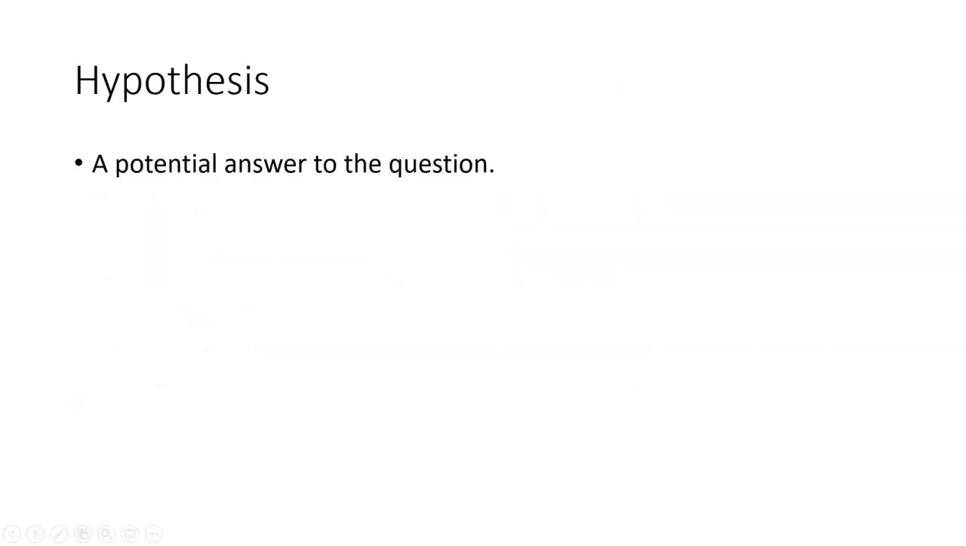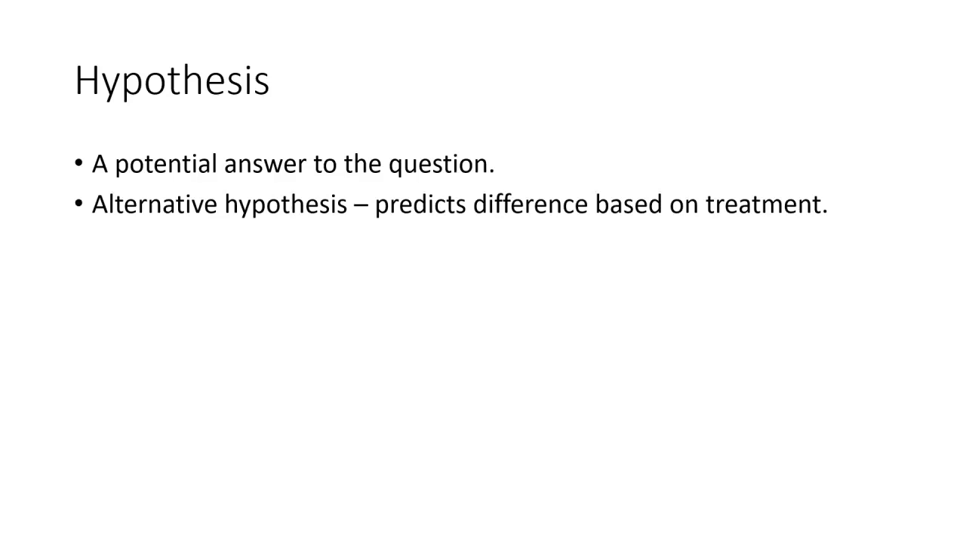Hypothesis. The hypothesis is a potential answer to the question. Since we start out with the research question, we will then need to create a hypothesis. This would be a potential explanation for the research question. We often call this the alternative hypothesis. Alternative hypotheses therefore predict differences based on treatment.